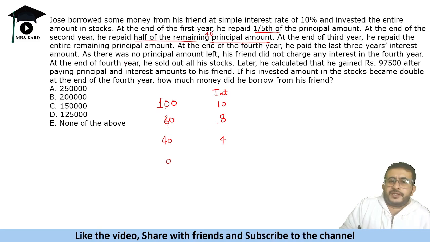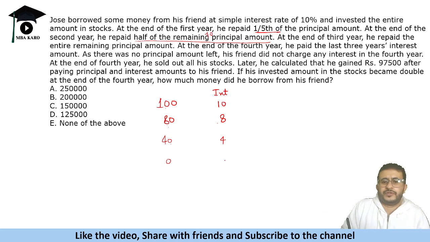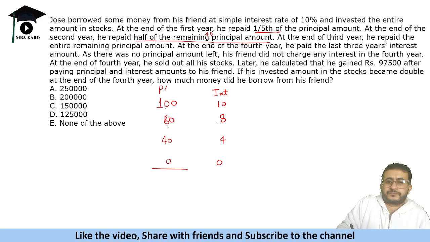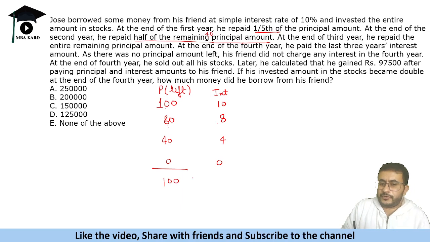Now, what he is doing is, at the end of the fourth year, he paid the last 3 years' interest amount. As there was no principal amount left, his friend did not charge any interest in the fourth year. So in the fourth year, he is paying no interest. So this was the principal that he paid. 100 rupees was the principal. This is the principal which was left.